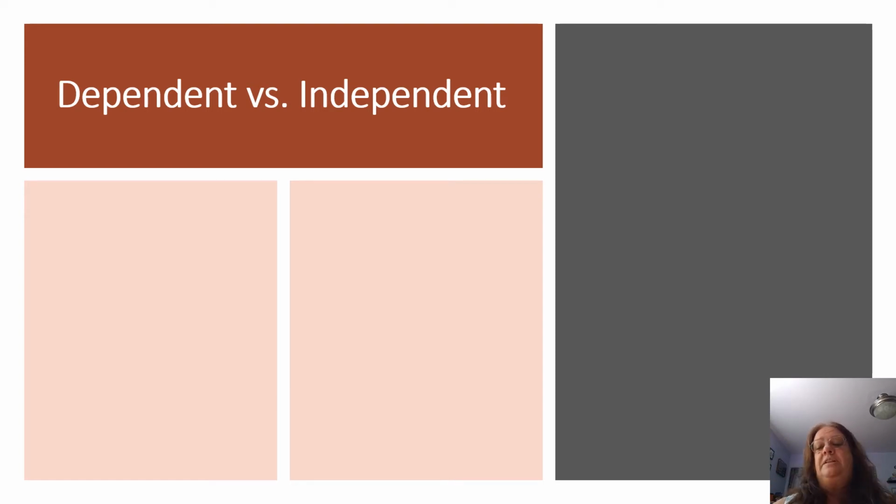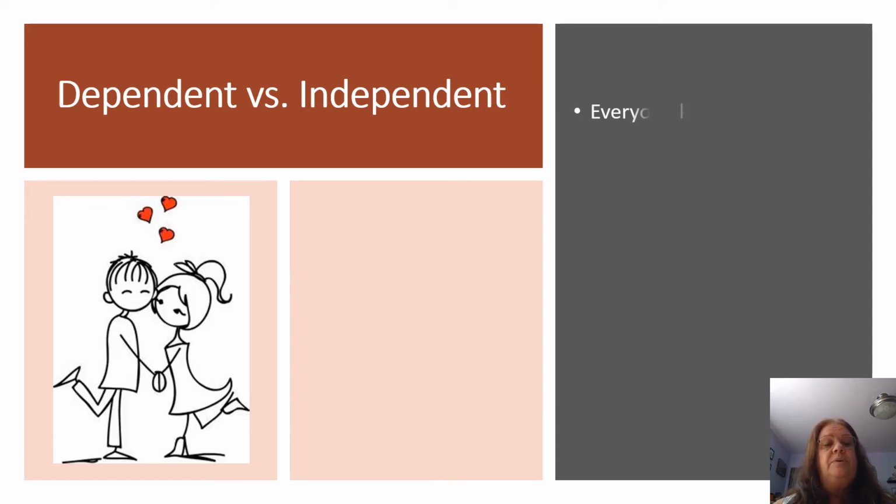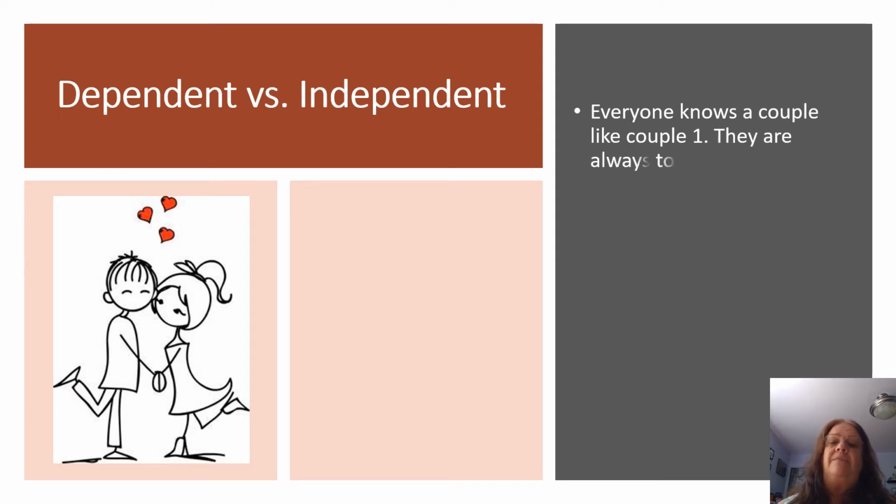So dependent versus independent. First we have dependent, and this couple, everyone knows a couple like these two. They're always together. They're inseparable. Wherever one goes, the other is there. You whisper a secret into one ear and it automatically goes to the other. Okay, we know these couples. They're just constantly together. They are dependent upon each other. Well, the dependent system is always together. I'll give you a better explanation of how it works in systems in a minute.